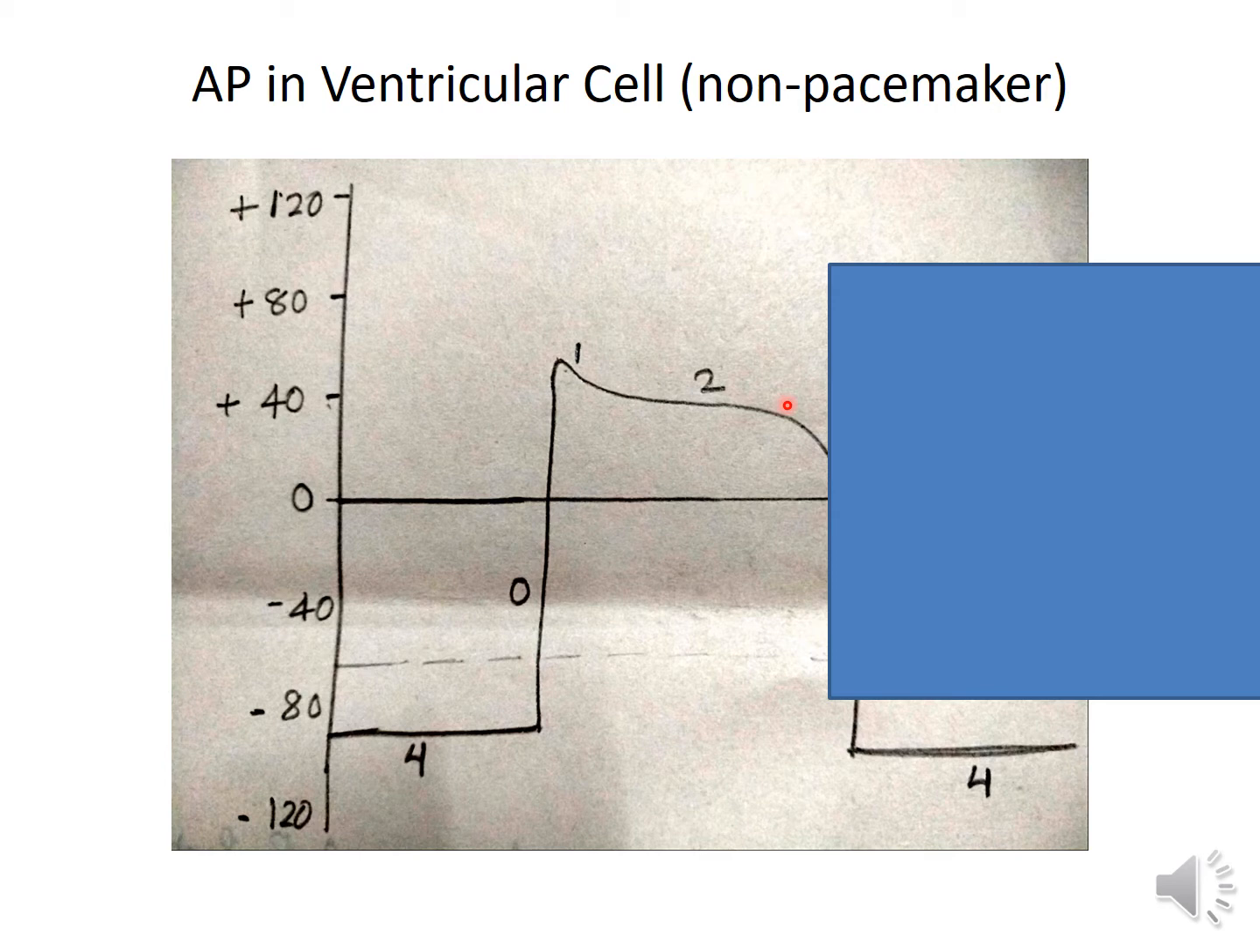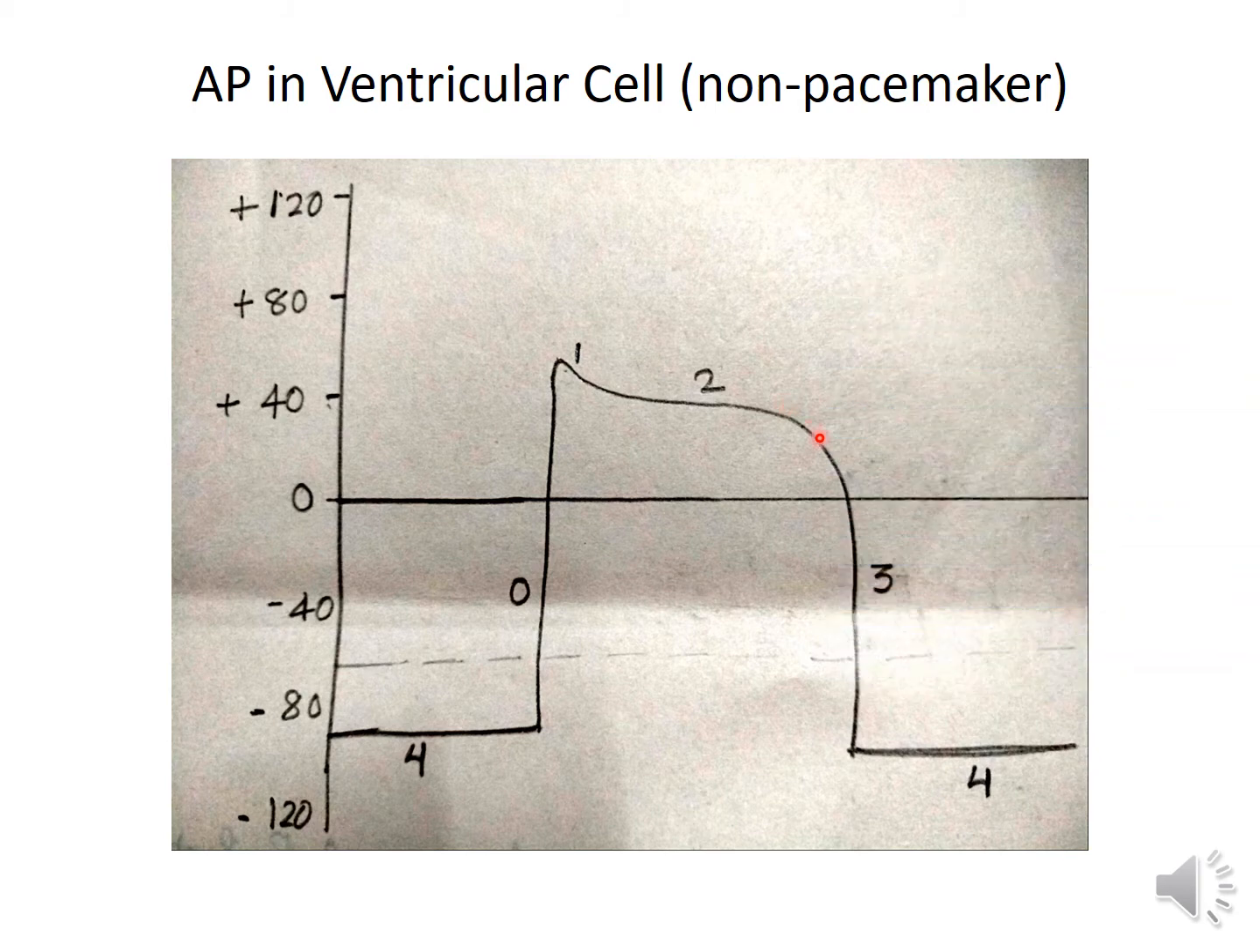So phase 2 is also known as plateau phase, which is due to opening of both calcium as well as potassium channels. This is followed by repolarization, in which only, in this phase 3, only potassium channels are open, and as we know that potassium gradient is from inside to outside, this results in repolarization of the membrane. So this is phase 3, which is due to opening of potassium channels, and when it reaches minus 90 millivolt, it enters into phase 4, in which there is no activity and there is no change in membrane potential until a new wave of depolarization reaches the tissue.